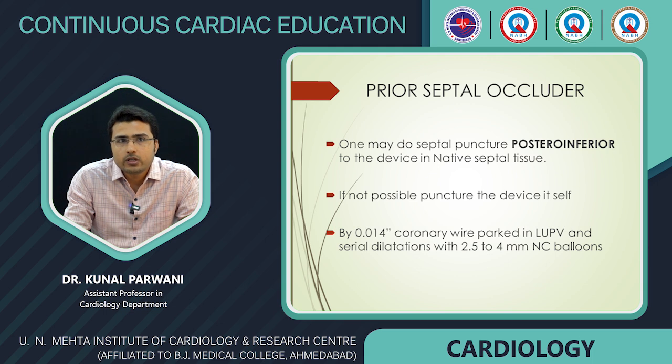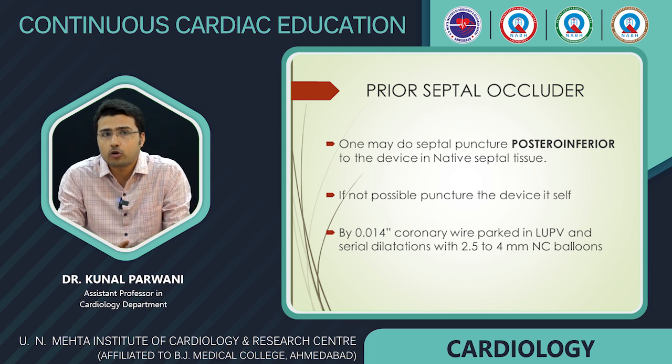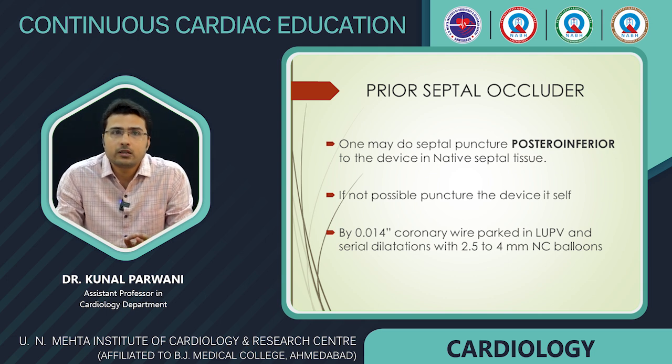Sometimes we'll end up in a situation where there is a prior septal occluder, and one may do the septal puncture posterior inferior to the device. If that is not possible, then we have to puncture the device itself, and that is achieved by using a 014 coronary wire that is parked in the LUPV and serial dilatation with 2.5 or 4 millimeter NC balloons.